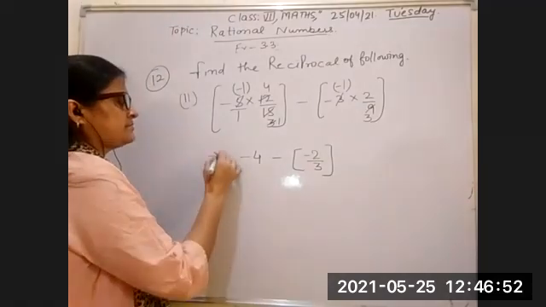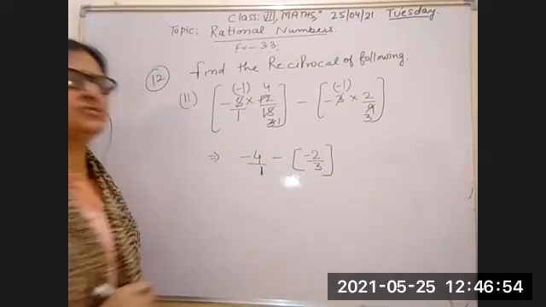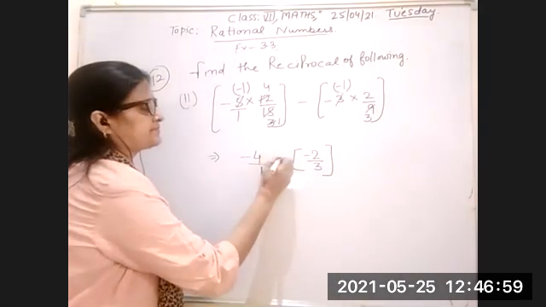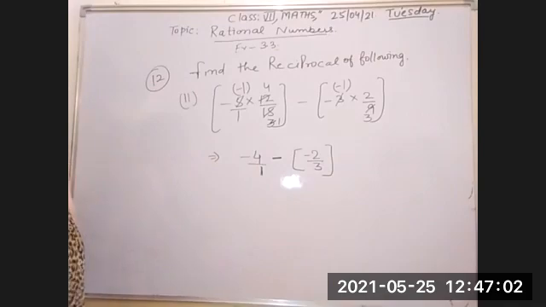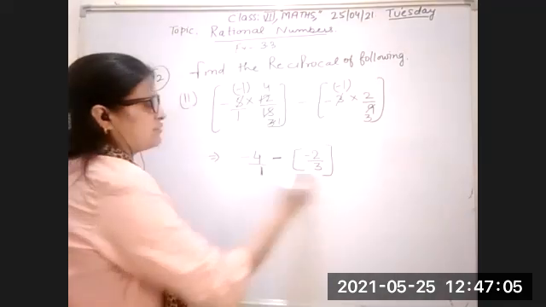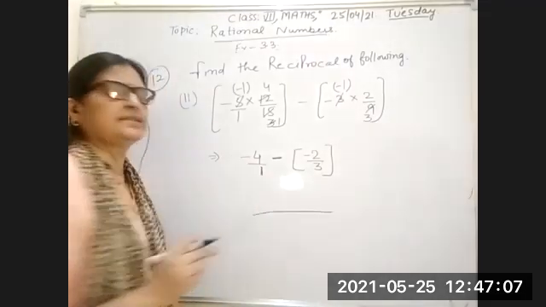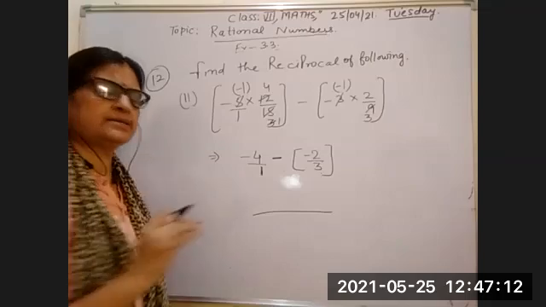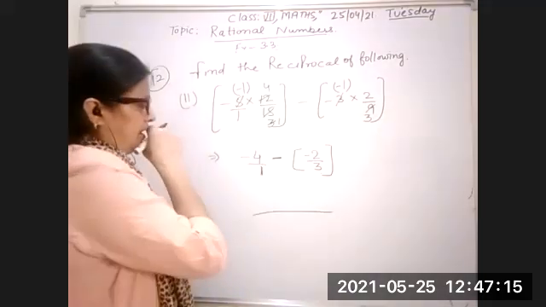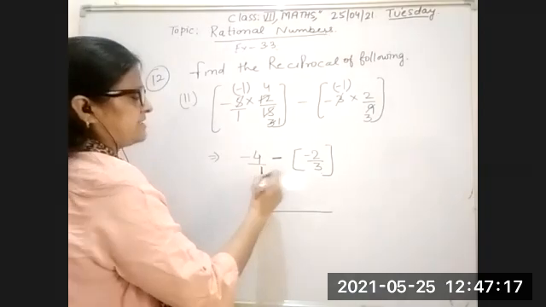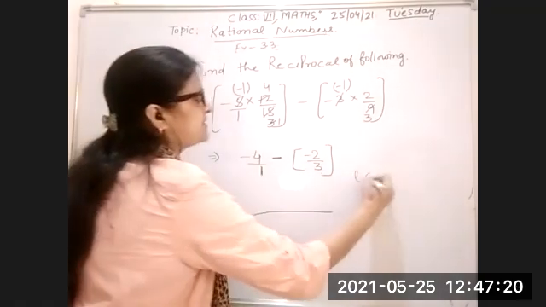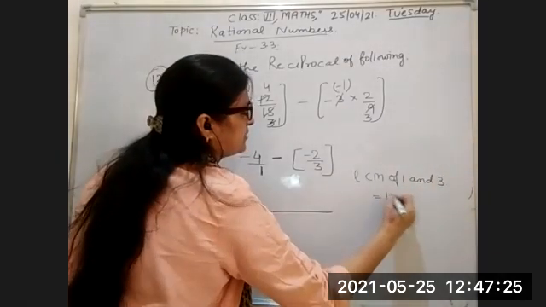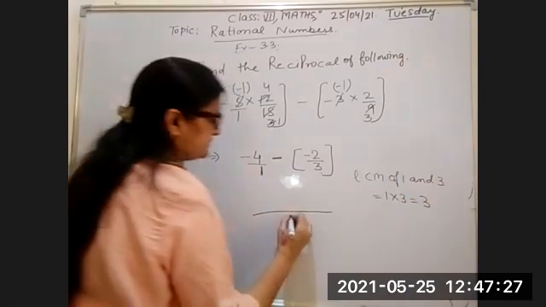Now here again the denominator is not given, and the minus sign is here. Which sign is here? Minus sign is here. So you have to take the LCM, because in addition and subtraction the rule is you have to take the LCM of the denominators. LCM of 1 and 3 is equal to 1 into 3, that is equal to 3.